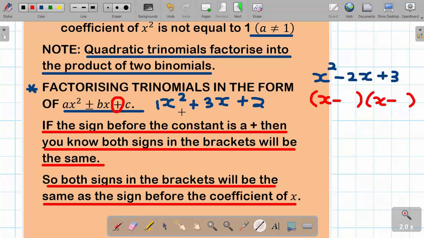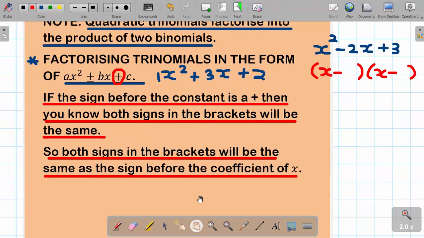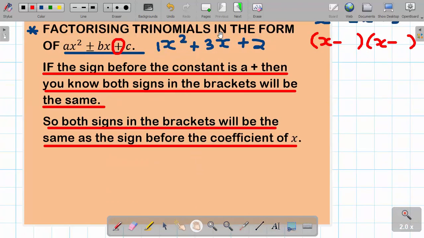However, if I'm dealing with this one here, the signs are going to be like this. Check. I'm going to have two brackets like this again. I'm going to have two brackets like this. Anyway, let's go to the examples to make this more understandable, so that we don't take too much of your time here. Now we have examples to make this simple for us.